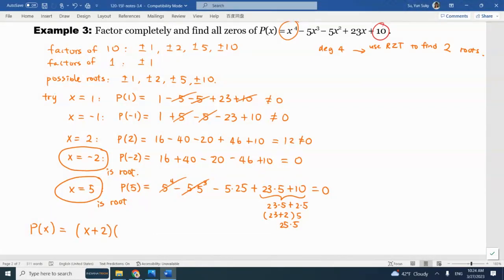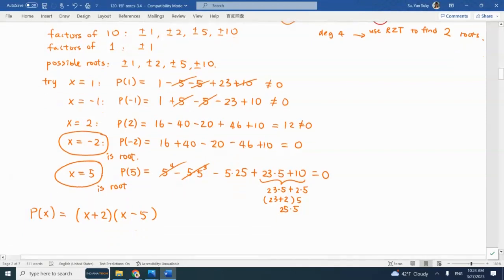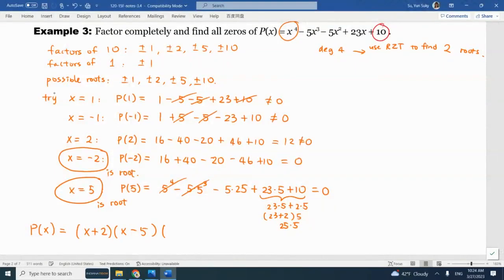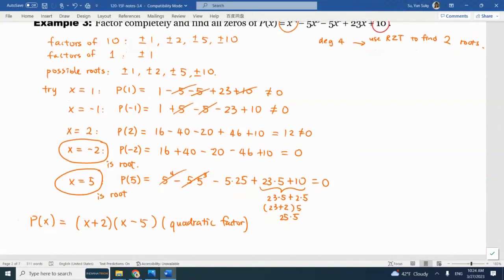5 is a root. What is the factor? Yeah, x minus 5. Very good. Yeah, exactly. We put the sign. Right, everybody? Yes, this is very, very important. We put the sign. Okay. Times a quadratic factor. How do we find that quadratic factor?